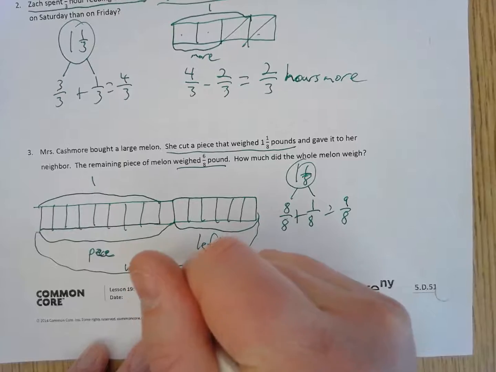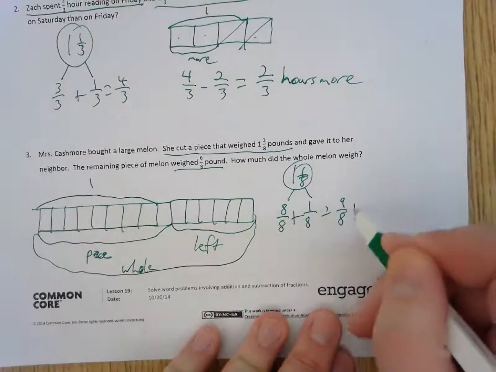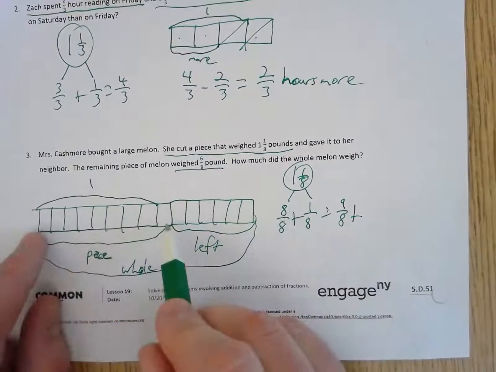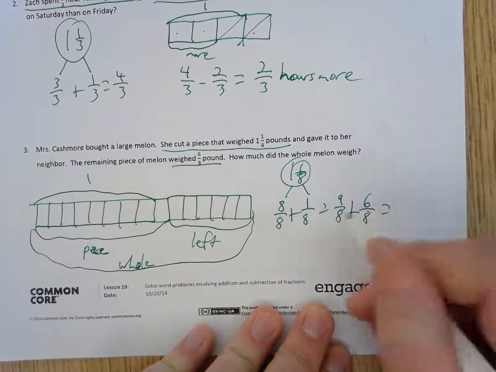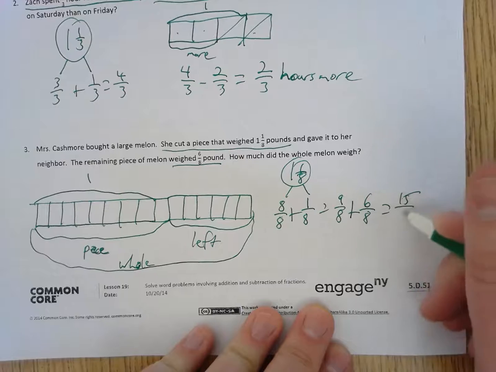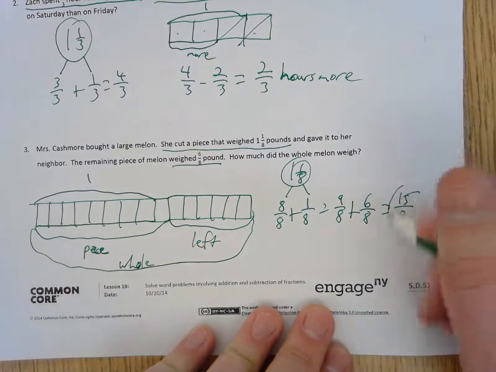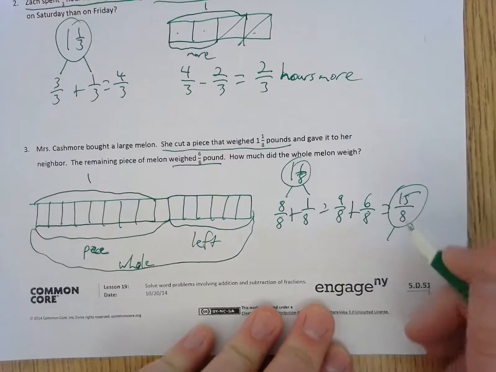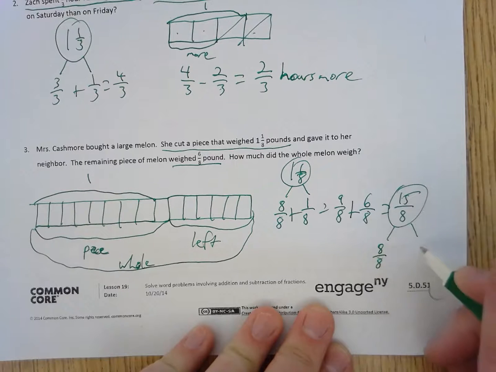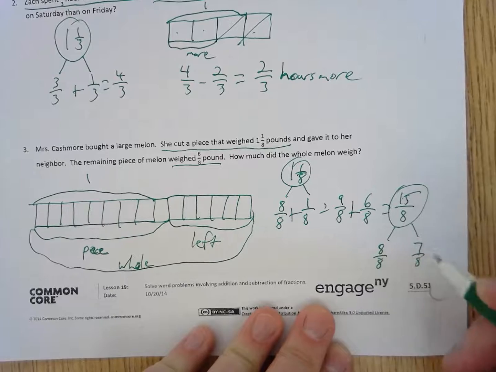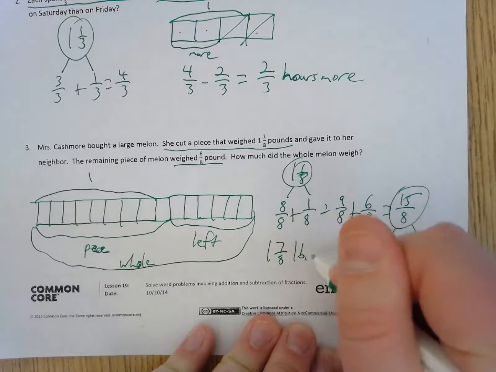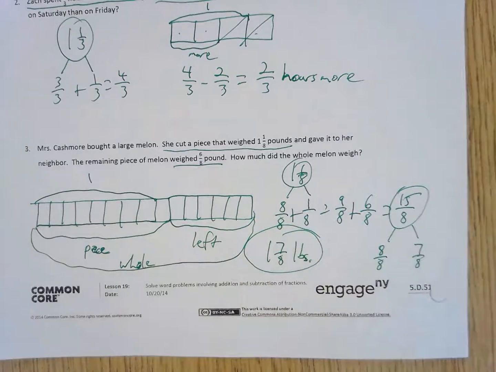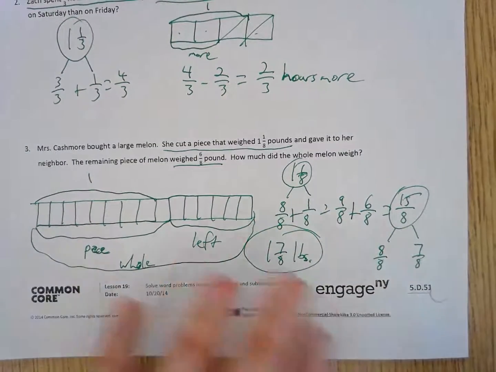So we're going to add, because we have 6/8 and 9/8. We're going to add them together because we want to find the total. 9 plus 6 is 15, so 15/8. We want to make it a mixed number. Again, our whole is 8/8, and then 15 minus 8 is 7/8 left over. So there's 1 7/8 pounds. That's how much the melon weighed. All right.